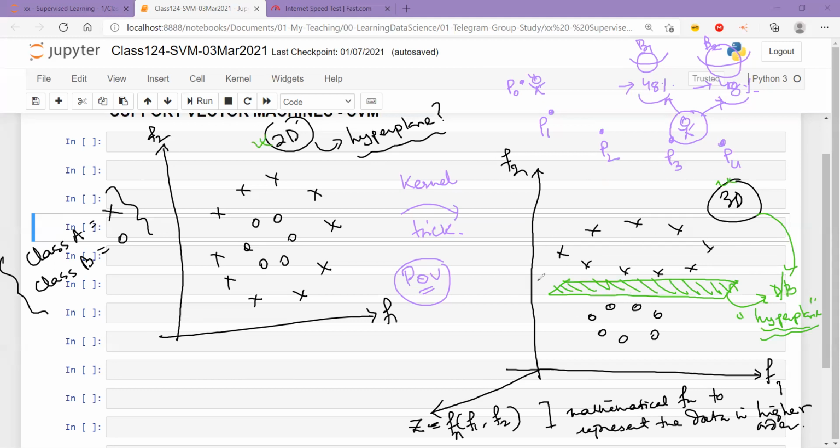Now that we have represented the data in 3D, you see we are able to properly classify. If a new point falls on this side of the hyperplane, I'm going to call it class A. And if it falls on the other side, I'm going to call it class B.